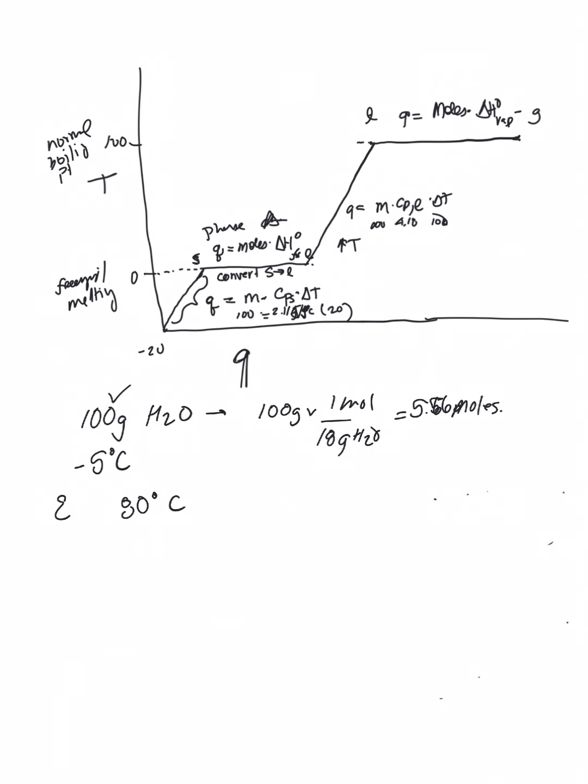Alrighty, and then our next question is, let's look at our constants. So our heat capacity of solid is 2.11 joules per gram times degrees Celsius, whereas our heat capacity of liquid is equal to 4.18 joules per gram times degrees Celsius. And then our delta H of fusion for water is equal to 6.01 kilojoules per mole. And then our delta H of vaporization is, well, that depends on the temperature, but assuming we're at 100 degrees Celsius, all right, we're at the boiling point, that's 40.7 kilojoules per mole.